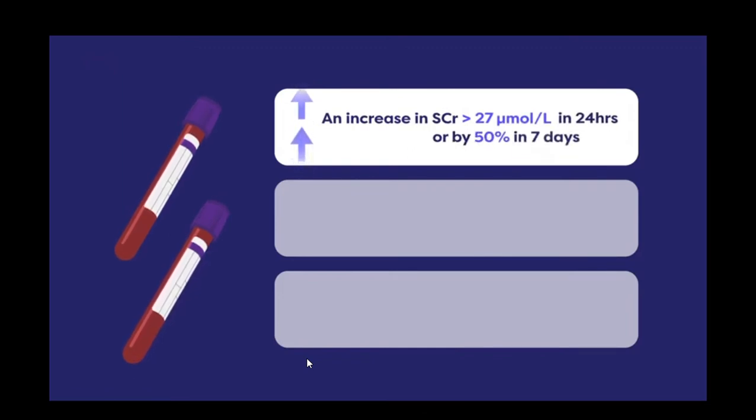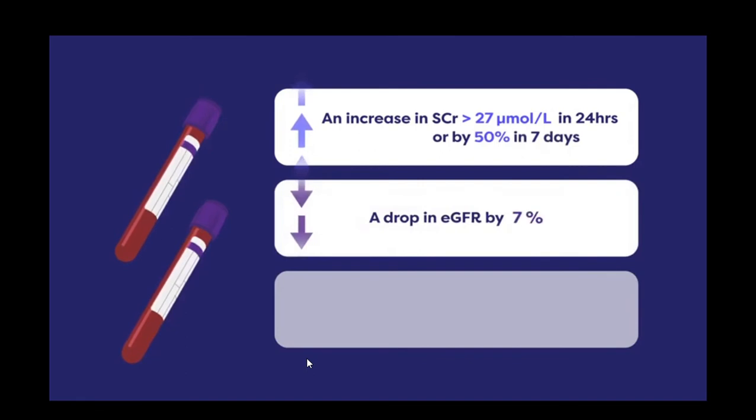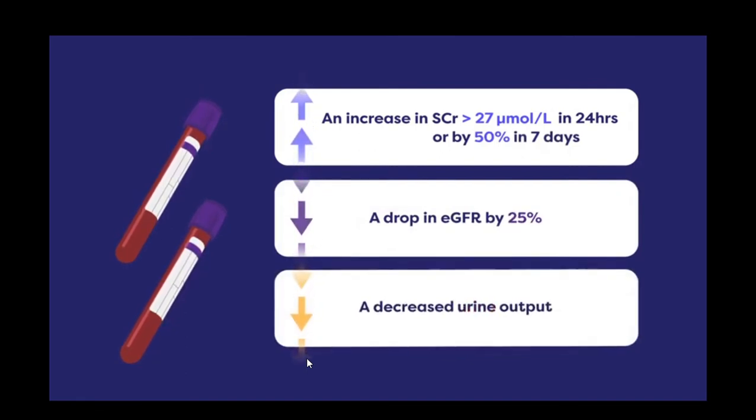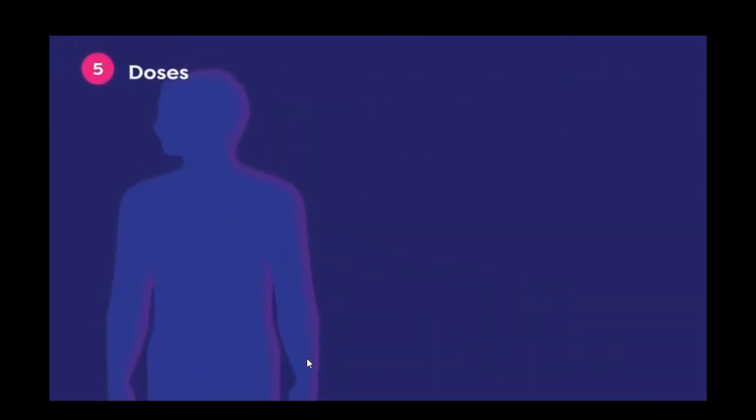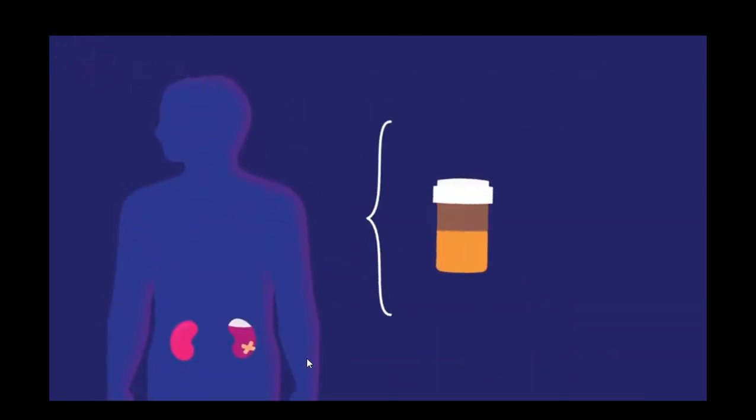Fourth, the most useful lab markers are an increase in serum creatinine by at least 27 micromoles per liter in 24 hours or by 50% in 7 days, a drop in eGFR by 25%, and/or a decreased urine output. Finally, patients who experience a drug-induced kidney injury may need to have their medication doses decreased or stopped altogether.